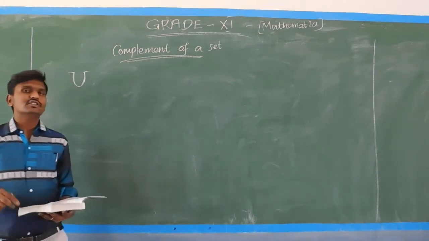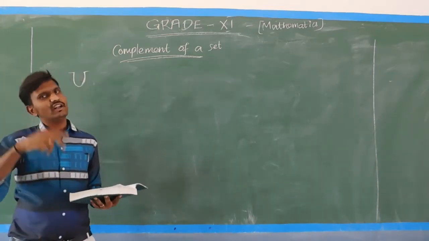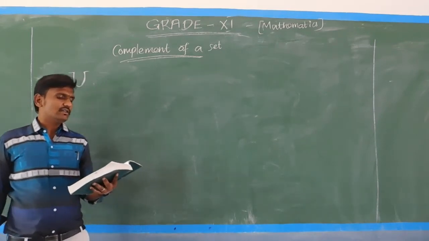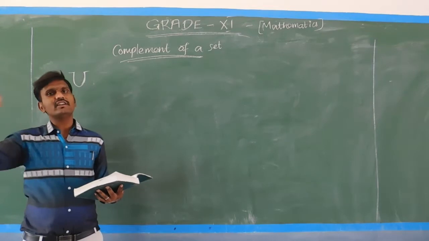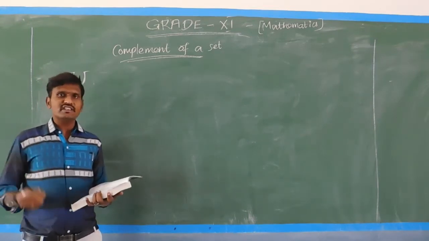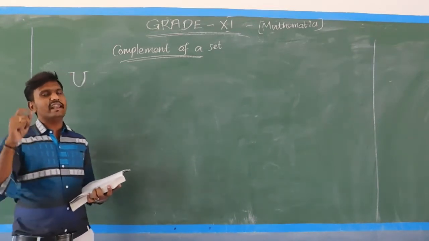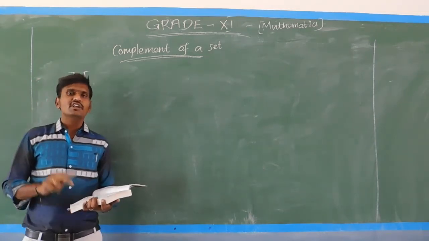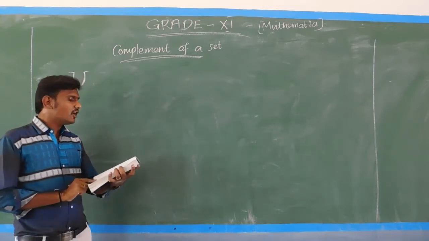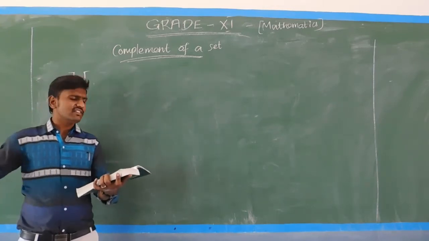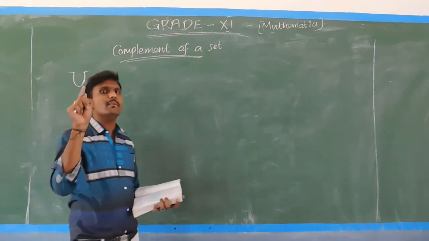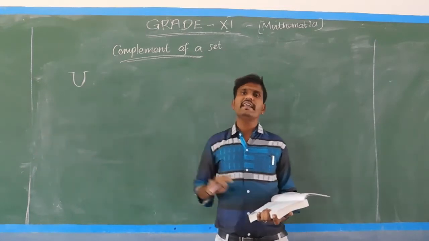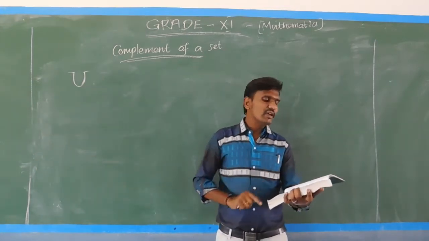First I want to explain the definition, then move on. Let U be the universal set and A a subset of U. The universal set, any set you want to take like A, B, C, anything. So what does complement mean? The complement of the set A or B or C is the set of all the elements of U, the universal set, that are not elements of the taken set A or B. So that is the given definition.